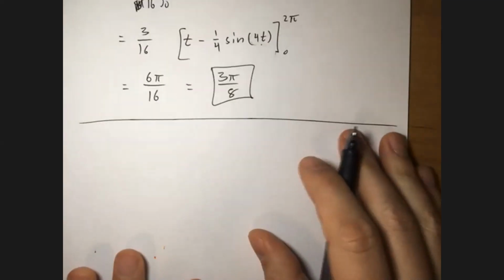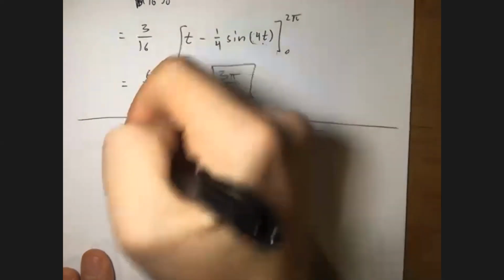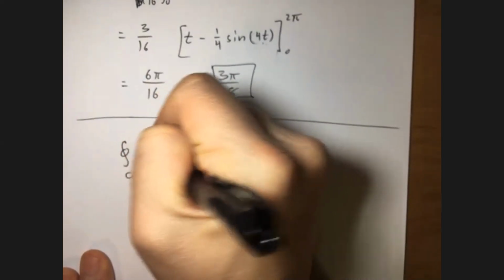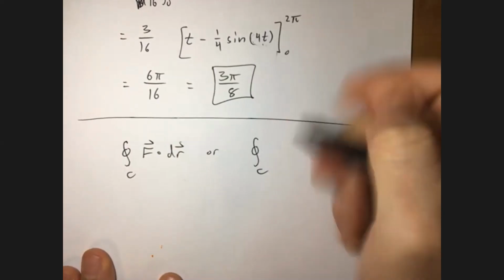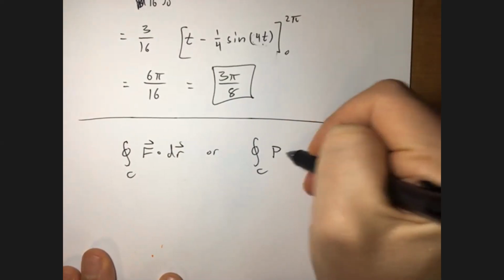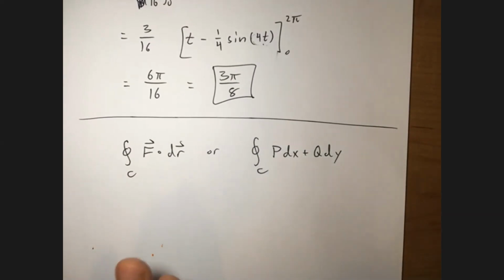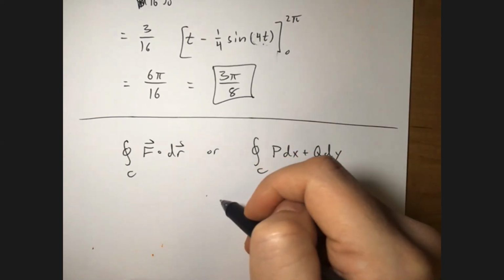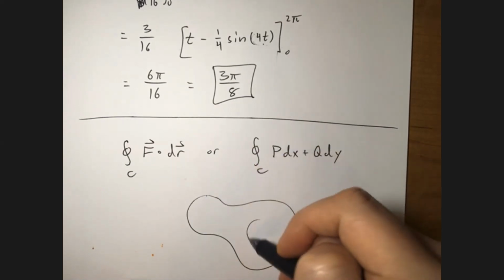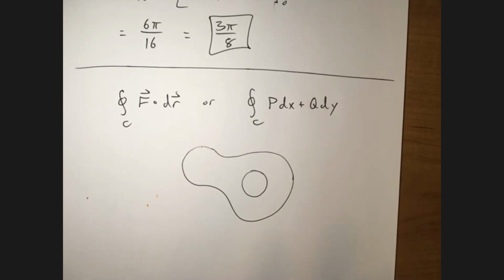They will ask you to do an integral of F dot dr, or they'll write it this other way, P dx plus Q dy. Those are the same thing. We learned that those are two different ways of writing the same thing. And they're going to have a region that looks like this. It has a hole in it.